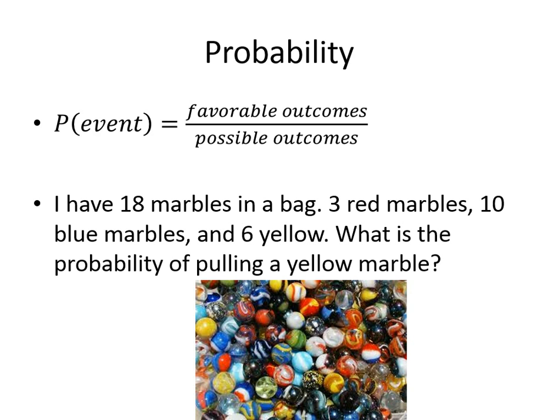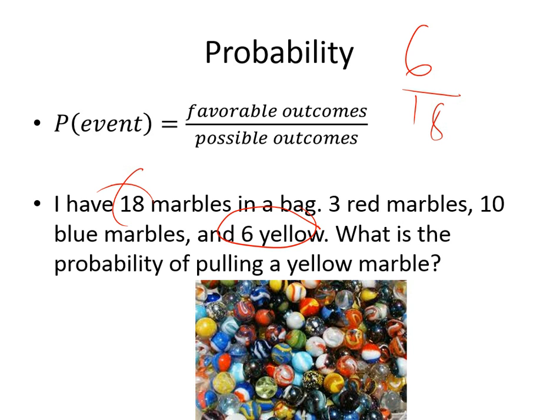So let's have a small example here. I have 18 marbles in a bag. 3 are red, 10 are blue, 6 are yellow. We want to know what's the probability of us pulling out a yellow marble from this bag. So to find this, how many favorable outcomes do we have? Since we want the yellow, how many yellow marbles are there? There are 6 yellow. So we're going to go 6, and then put it all over the total possible outcomes, which is 18 possible marbles. So that means there's 18 possible outcomes.